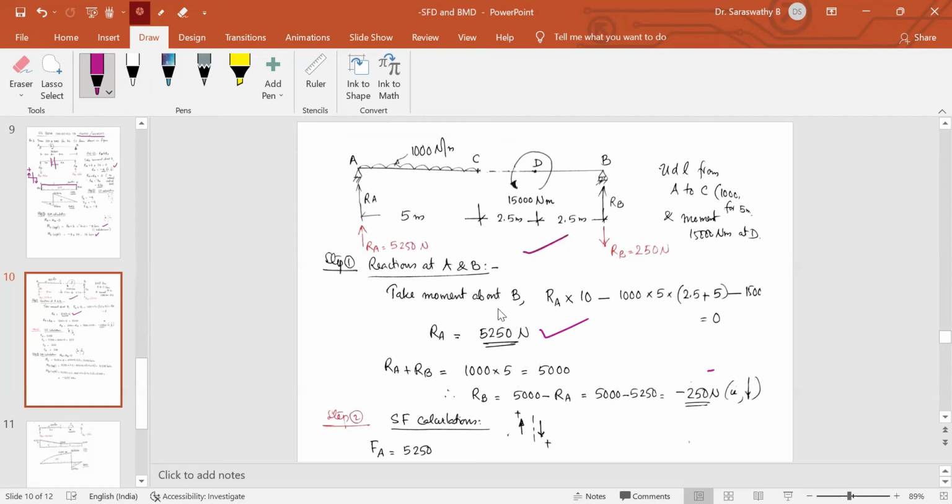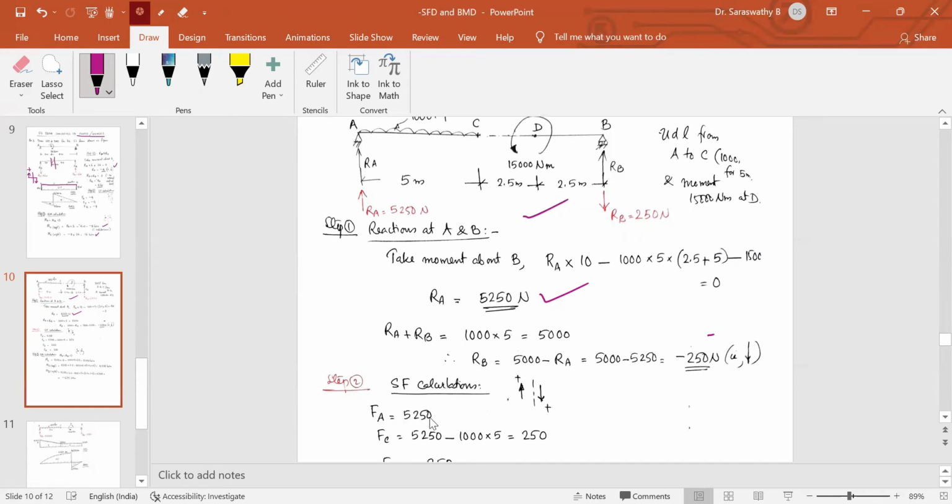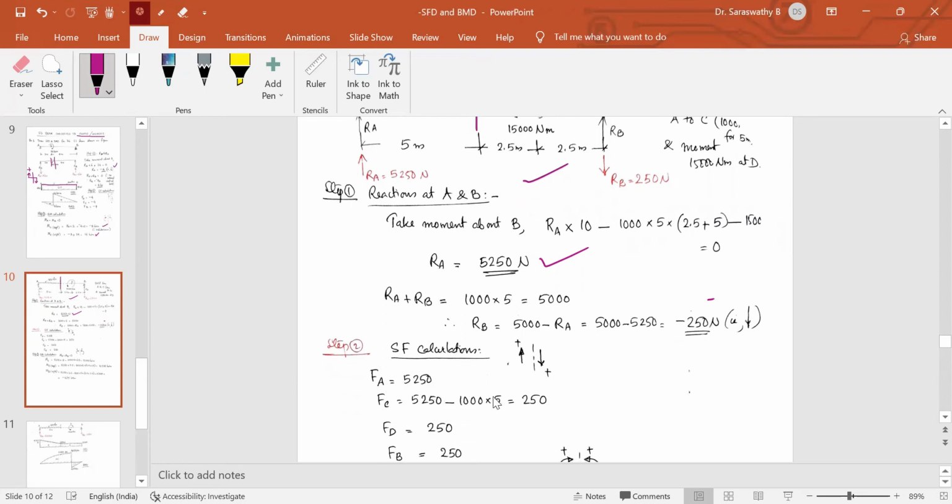This should be correct. Now coming to shear force, once we get the reactions correct, shear force is nothing but the algebraic sum of vertical forces acting on one side of a section. So here consider point A. Shear force at A is 5250 acting up. So if you consider a section just to the left of A, left of section upward positive, so 5250. Now coming to point C, shear force at C, consider left of it, RA 5250 acting upwards, 1000 into 5 acting downwards. So 5250 minus 1000 into 5.